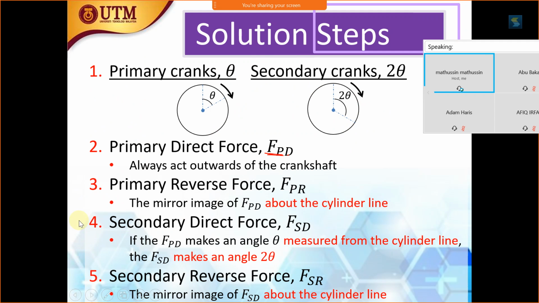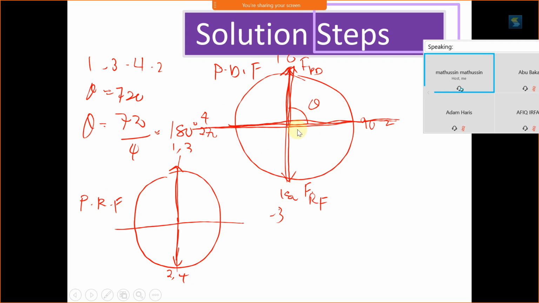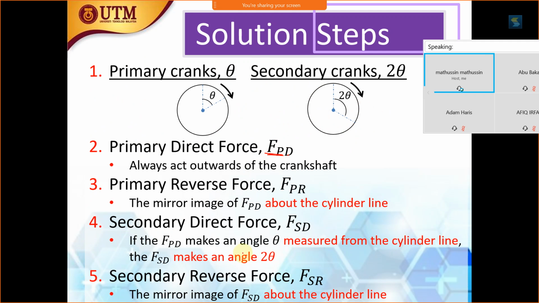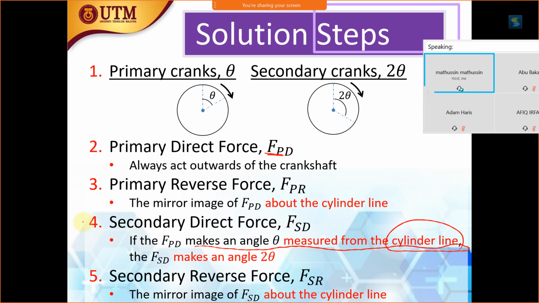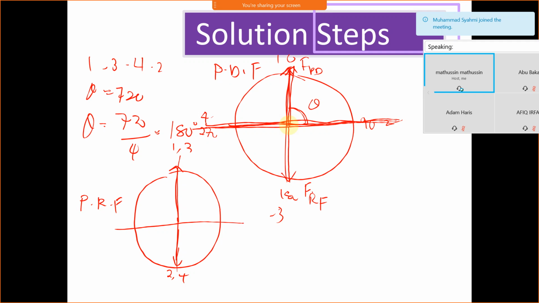Untuk secondary pula, okay, nombor 4 ni, if the FPD makes an angle theta measured from the cylinder line, then the FSD makes an angle 2 theta. Dan kita tahu untuk secondary dia mesti 2 theta. 2 theta maksudnya this is theta. Okay, this is theta. Untuk dapatkan 2 theta, dia mesti kena consider daripada angle theta measured from the cylinder line. Okay, measured from the cylinder line. So where's our cylinder line for number 2? This is our cylinder line for number 2. They must refer to number 2. So maksudnya untuk dapatkan secondary direct force ni, kita kena refer force FPD untuk setiap cylinder tu dekat mana. So kita tahu untuk setiap cylinder must be upward. So from cylinder number 2 theta, jadi kalau untuk dapatkan 2 theta macam mana?